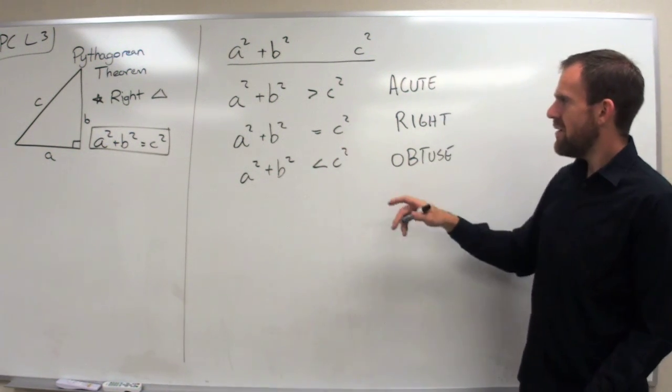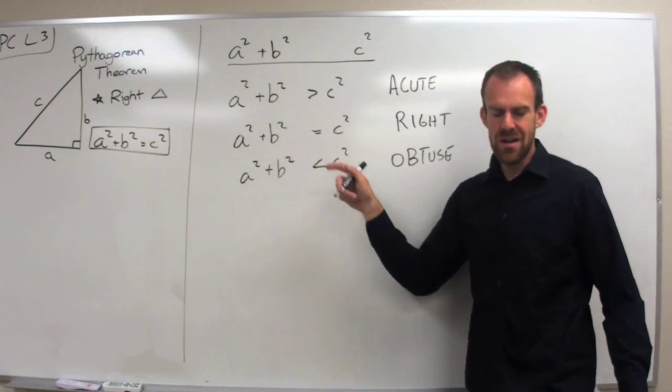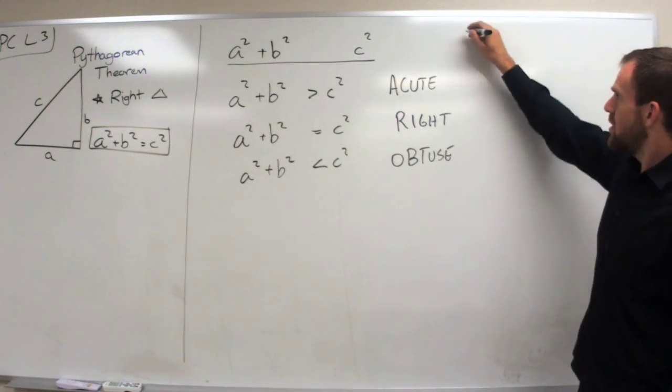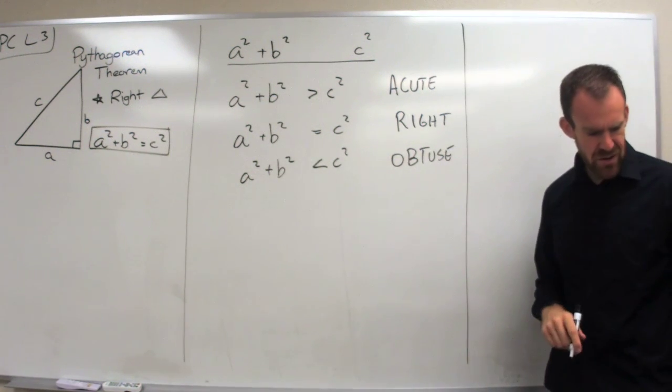Okay? So if you test a squared plus b squared and compare it to c squared, you can actually figure out what type of triangle you have.